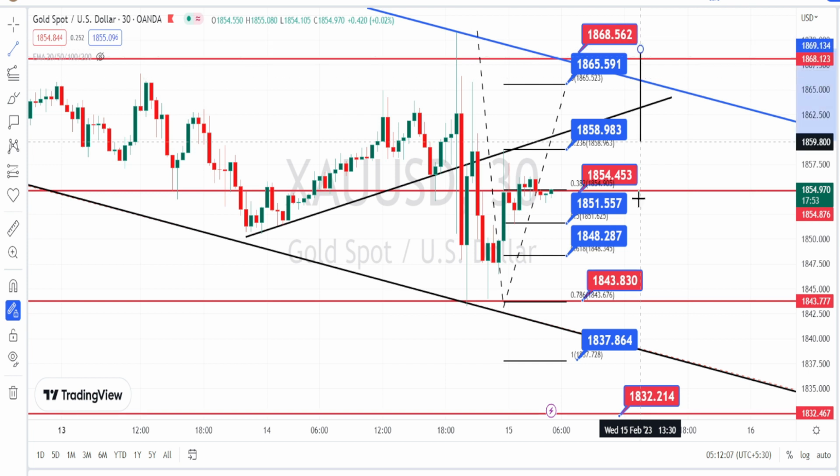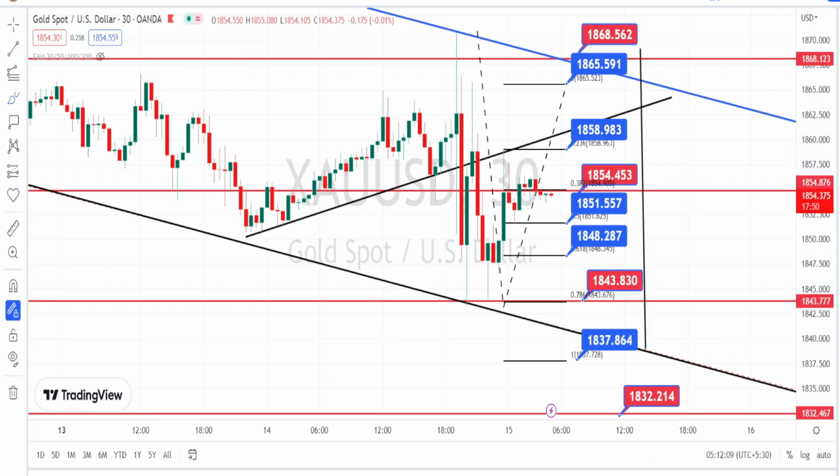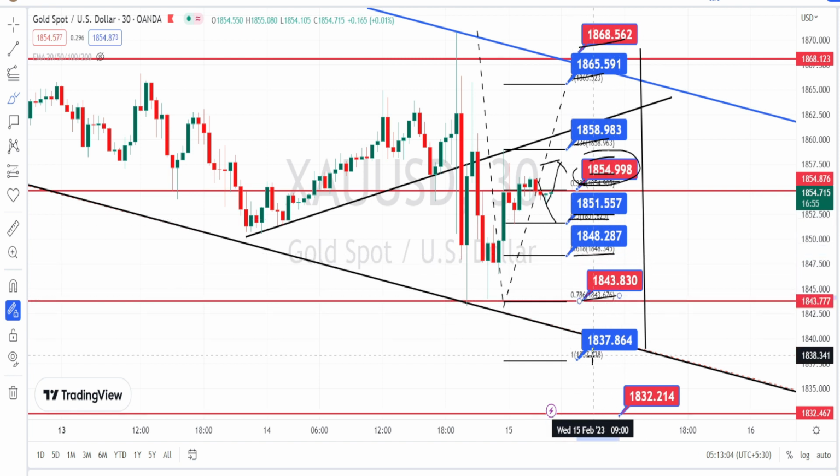So the values within these blue color boxes are the resistance and support levels for the current price action in the 30 minutes time frame. Currently, the price action is trading between the resistance level of 1854 and the support level of 1851. Once this resistance level is broken, the next level of resistance is going to be around 1858, 1865 and 1868. And if the price action bounces back from the resistance level of 1854 on the bearish side, the immediate support is going to be around 1851, 1848, 1843, 1837 and 1832.